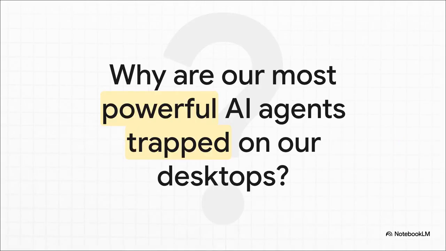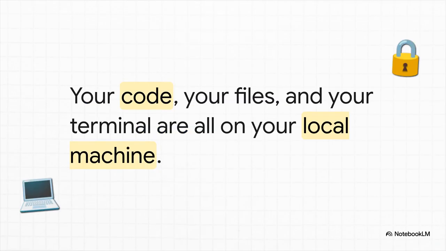I mean, think about it. It's a pretty weird situation, right? Our phones are these incredible supercomputers we carry around everywhere. And yet, when it comes to the most powerful AI coding assistants, the ones that can actually write, run, and debug code, we're completely chained to our desktops. Why is that? Well, it all boils down to one simple thing: context.